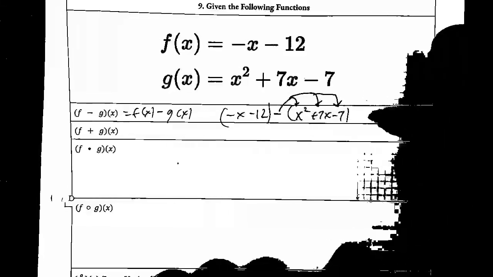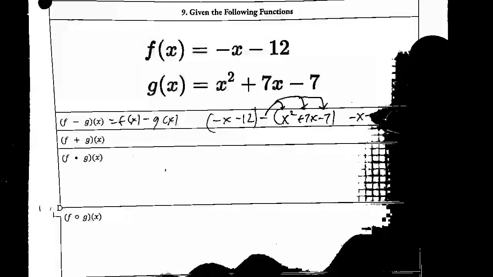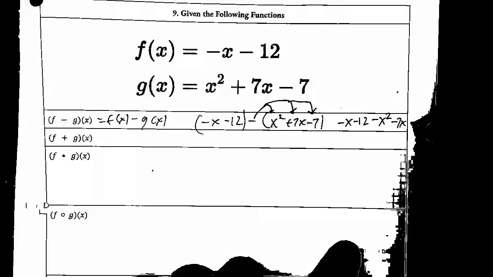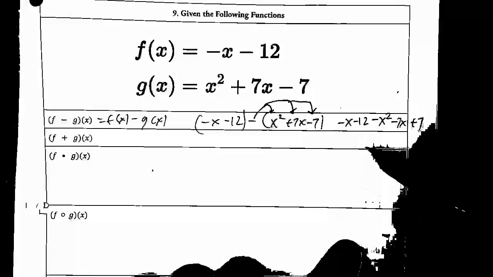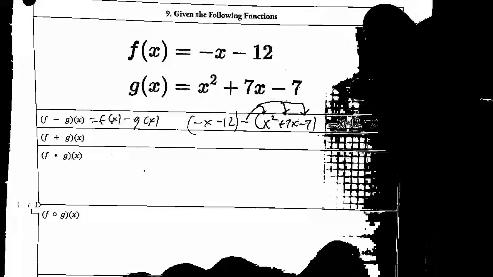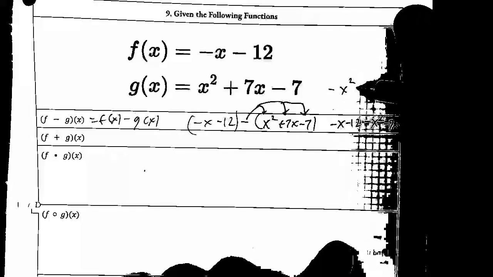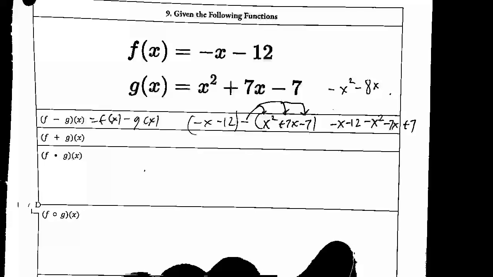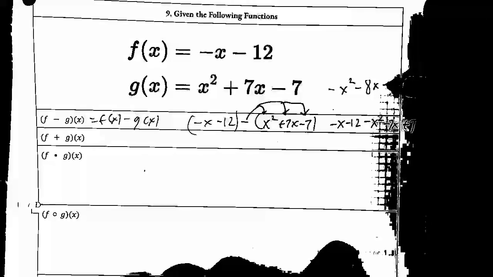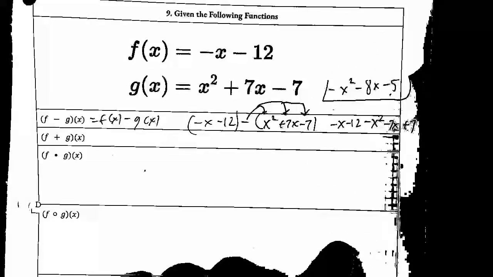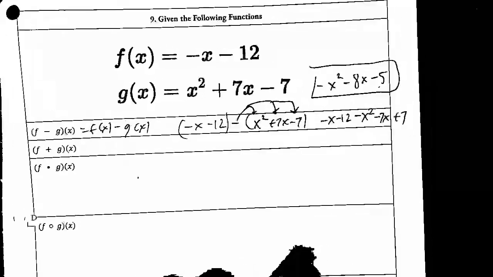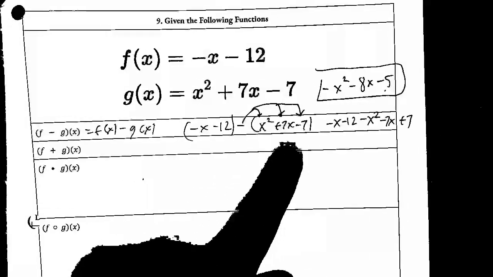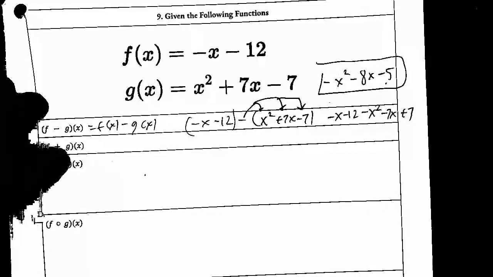Okay, so when we rewrite this, it's going to be negative x minus 12 minus x squared minus 7x plus 7. So when we reorganize this, we're going to get negative x squared minus 8x minus 5. And that would be your answer. Okay? So this just means subtract the functions. Just make sure to distribute that negative to all the terms.